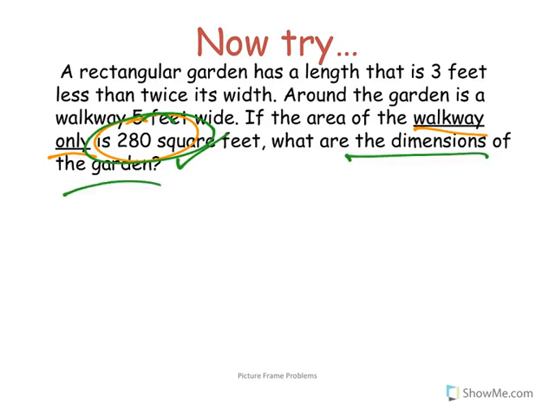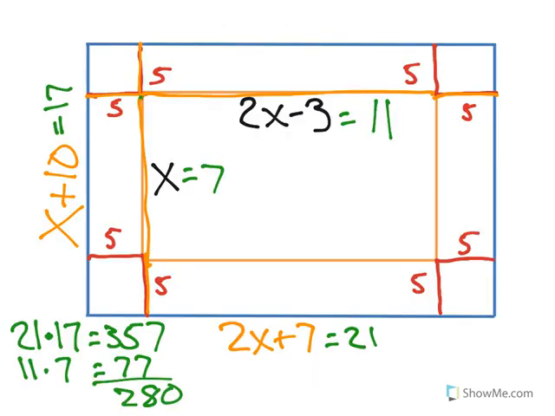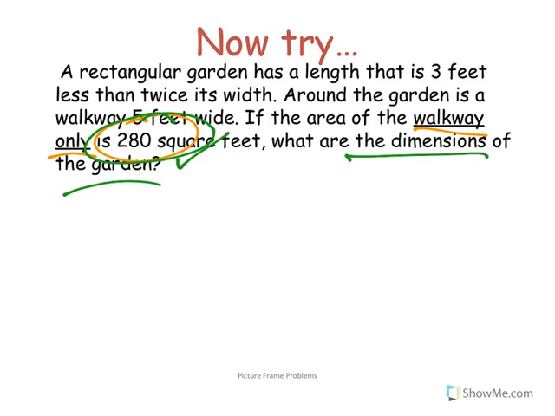What are the dimensions of the garden? Let's answer the question. So this is my garden, right? So the dimensions of my garden are right here, 7 by 11 feet. So my final answer is 7 feet by 11 feet.